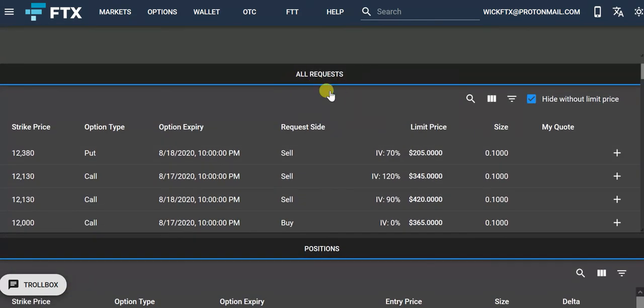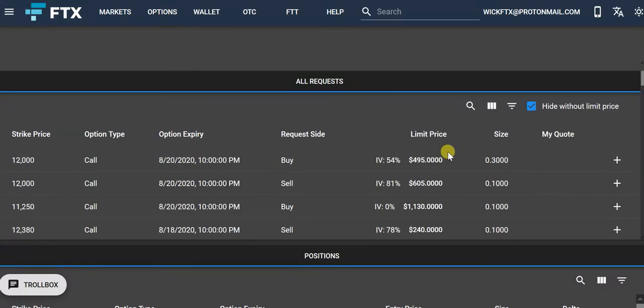This all requests. These are other people, all the other orders that have been placed. These are not orders that have been filled, but requests that have been made. So if you want to see what other people are currently doing, this is where you would do so.